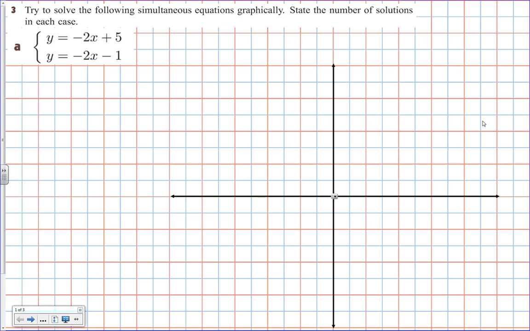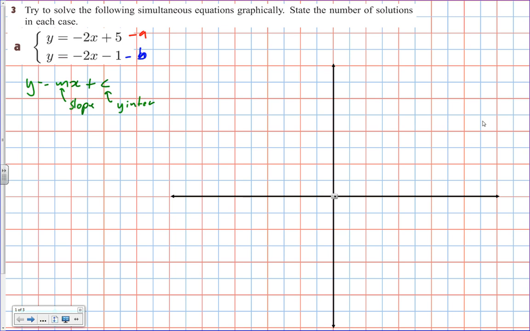Okay, background knowledge C1 question 3. Try to solve the following simultaneous equations graphically. State the number of solutions in each case. So here we've got the form y equals mx plus c. So I'm going to call that A, and that B. And remembering that that is the y-intercept and that there is the slope.